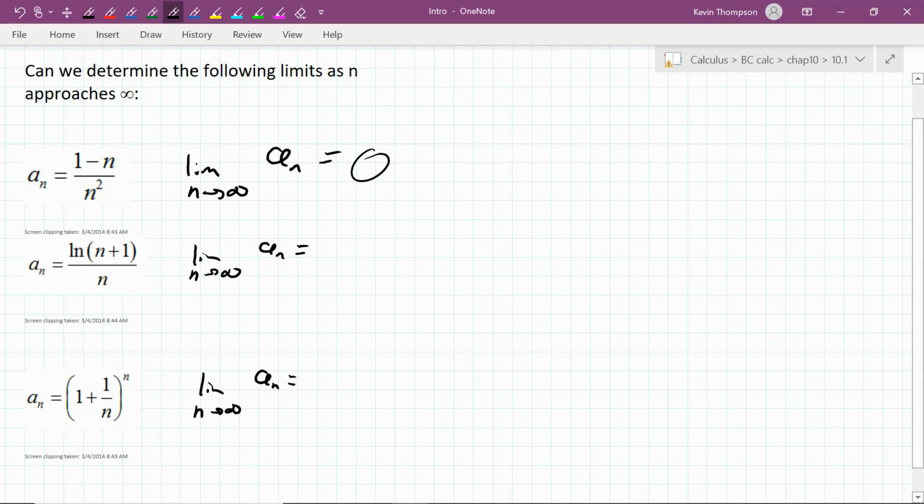Natural log of n plus 1 over n. This one's also 0. Convince me. L'Hopital's rule will prove this one. Okay, so take the derivative of the numerator, derivative of the denominator. You should have something like this: 1 over n plus 1, over 1.